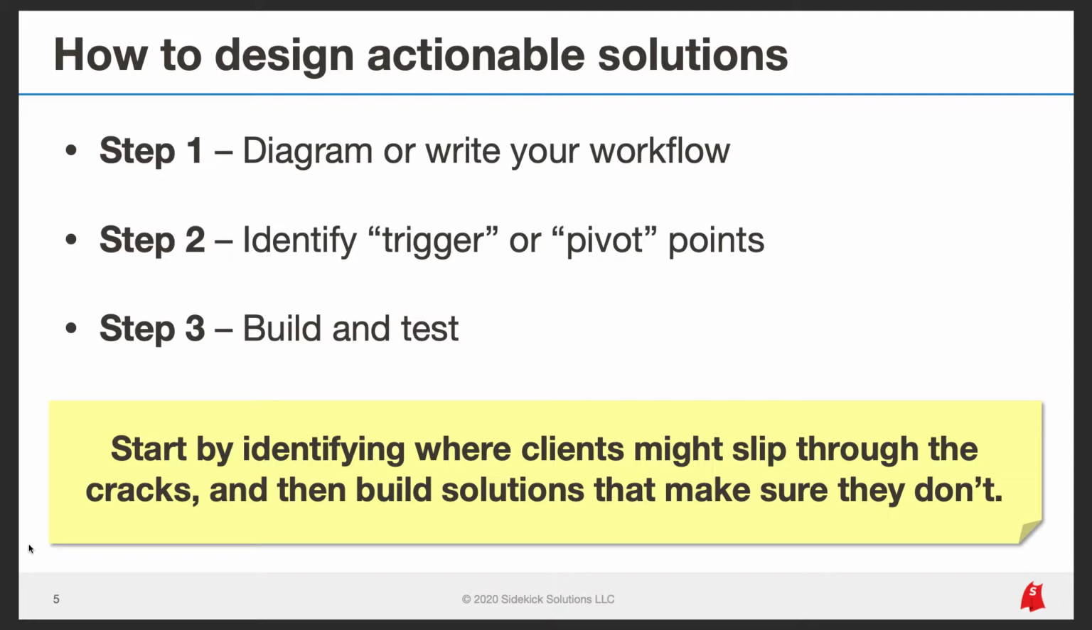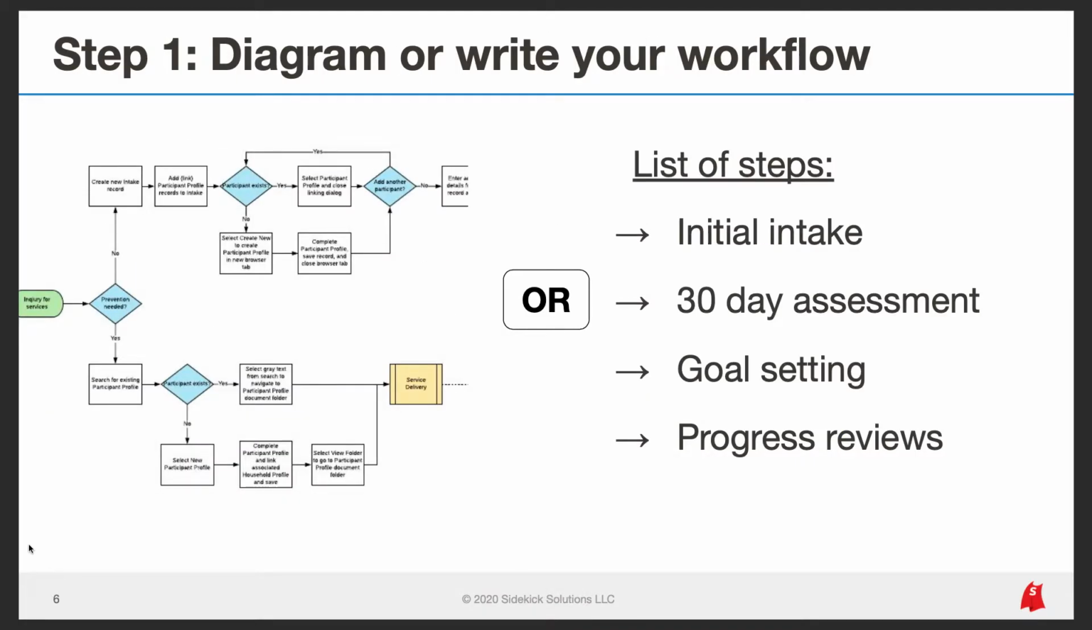And then step 3, build and test a solution in Apricot. For step one, there's really no need to overcomplicate the process. You can either diagram out your workflow, like shown on the left, or you could simply write it out in a bullet point list of steps, like shown on the right. The important piece here is to identify conditional logic, steps that require decisions, and be detailed enough that the outline will enable you to develop Apricot solutions to support that workflow.